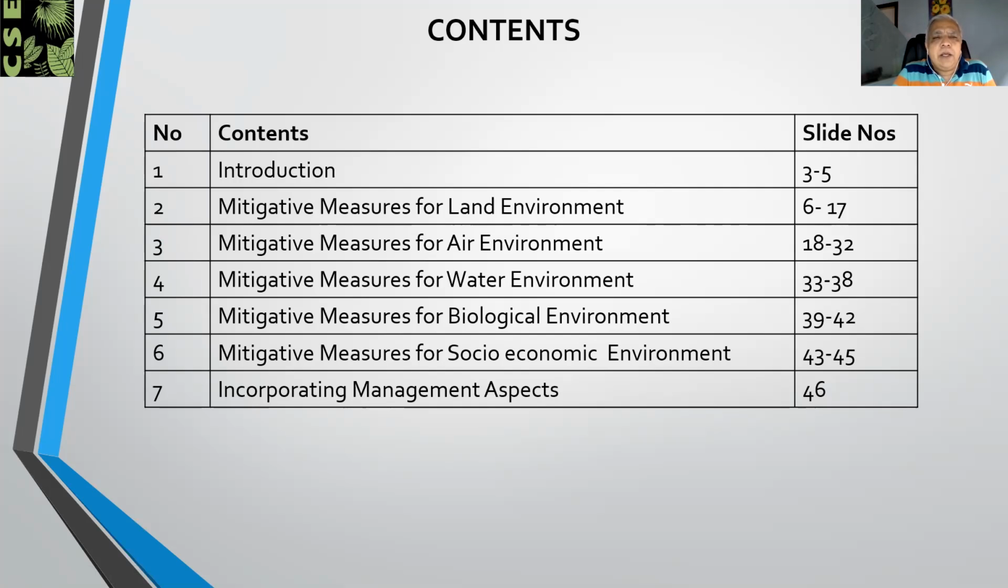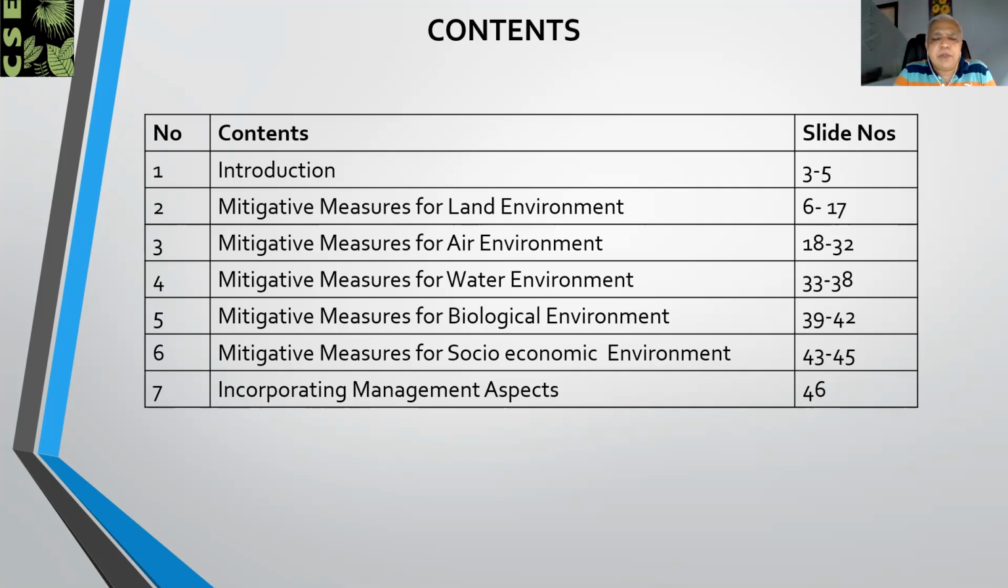In this particular session, I will try to cover the various mitigative measures which are to be taken for each of the components like land environment, air environment, water environment, biological environment, and socio-economic environment. While taking up this, I have tried to cover all three types of sources, that is area sources due to large clearance or conversion of land mass. Second is line sources, that is due to highway or similar projects. And the third is manufacturing industry.